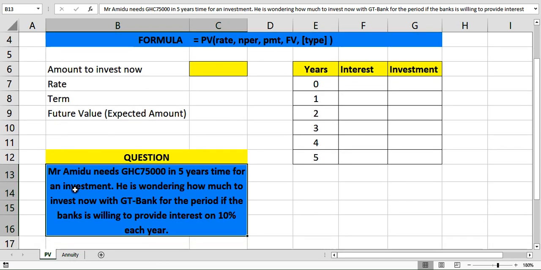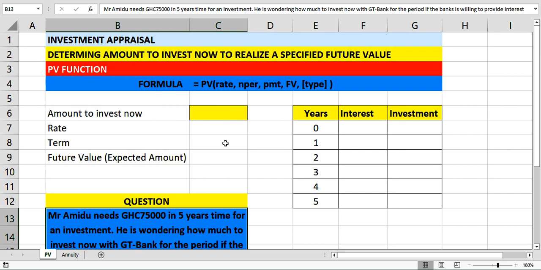Now if you look at the question, Mr. Amidu needs 75,000 Ghana cedis in 5 years time for an investment. Now he's wondering how much he has to invest now with the bank, GT Bank, for this 5 years period, such that he'll be able to raise the 75,000 in 5 years, and the bank is willing to give an interest of 10% each year. Now, how can we use the PV function to determine how much we should invest now?